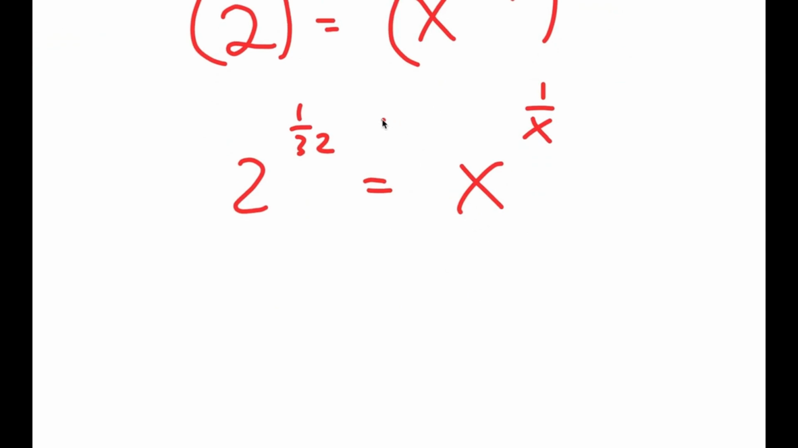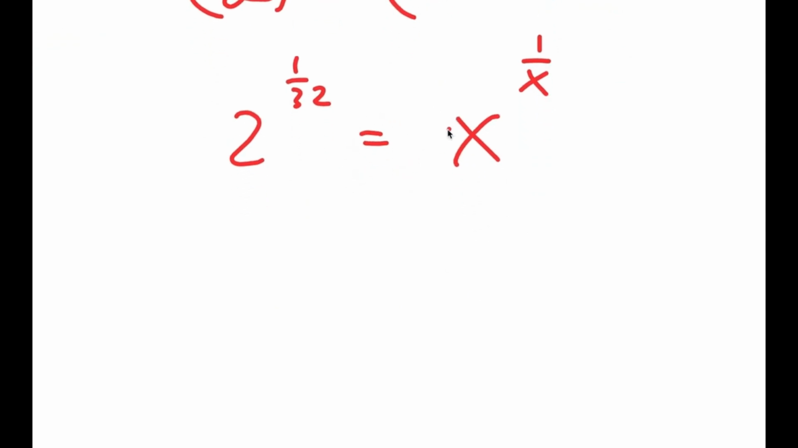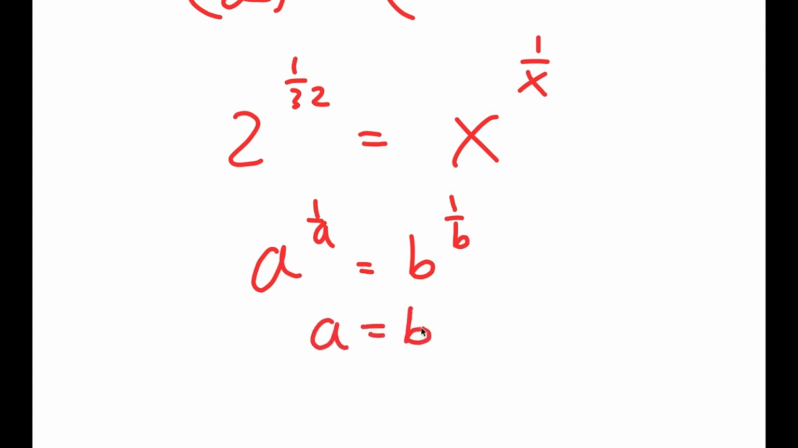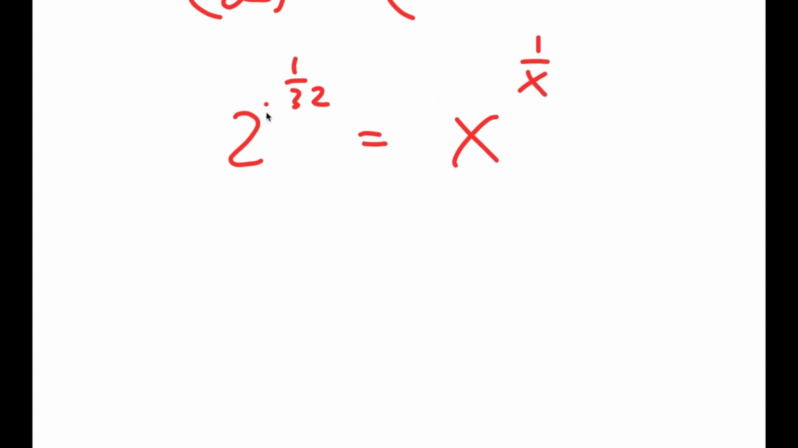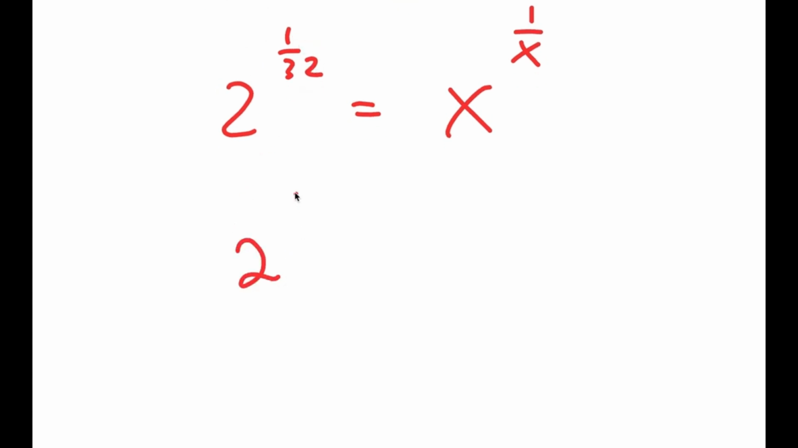And now, we want to simplify this because our end goal is to make this in the form a to the power of 1 over a is equal to b to the power of 1 over b. So in that case, if that's in the form, that means a is equal to b. So we already have x to the power of 1 over x over here. So we just need to make the left-hand side be in the form a to the power of 1 over a, meaning this number here has to equal this number. So we need to find a way to make that. Well, what we can do is rewrite 1 over 32 as 2 over 64.